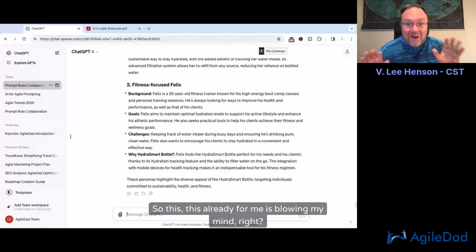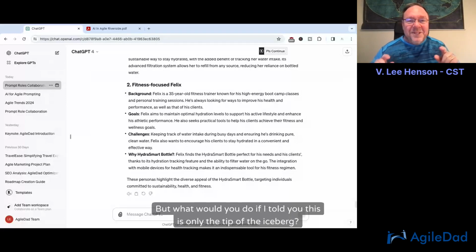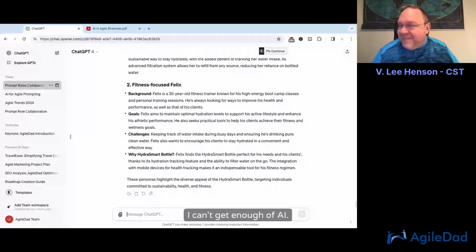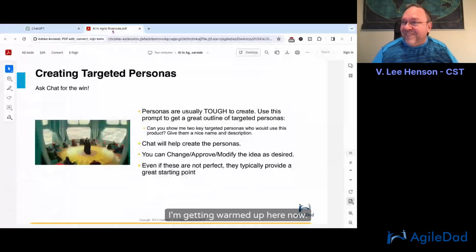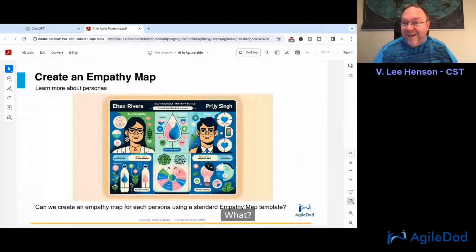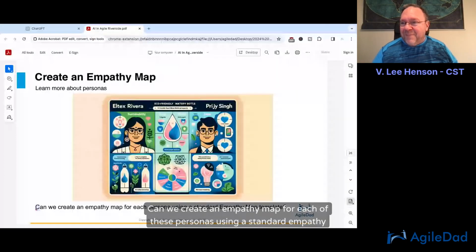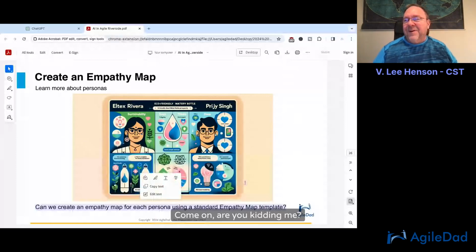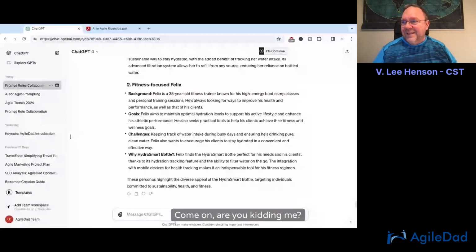So this already for me is blowing my mind, right? But what would you do if I told you this is only the tip of the iceberg? There's more. I can't get enough of AI. There is more. Let's go back and let's do the next one. I'm getting warmed up here now. How about let's create an empathy map? What? Can we create an empathy map for each of these personas using a standard empathy map template? Oh, come on. Are you kidding me?